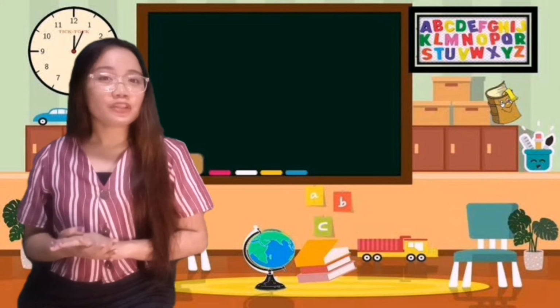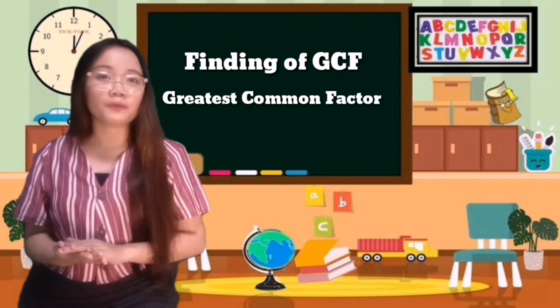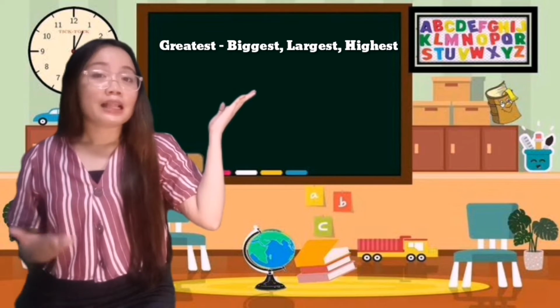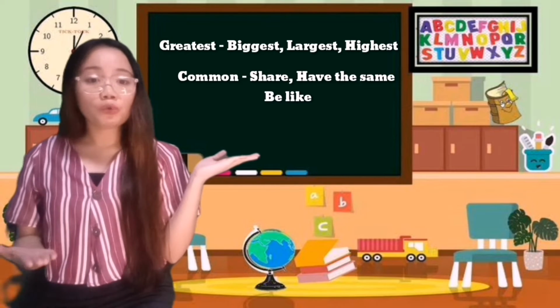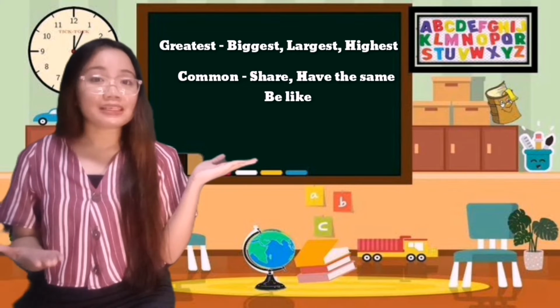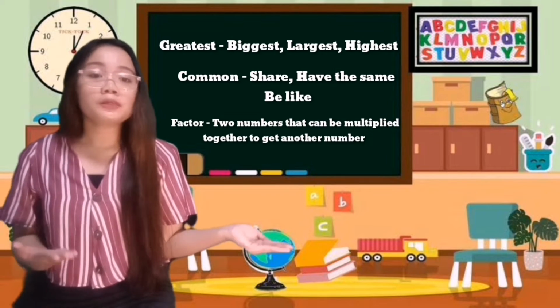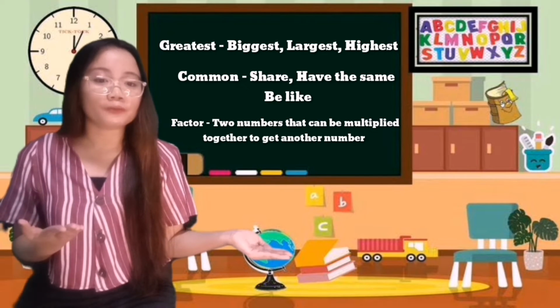Now, let us proceed to finding the GCF, or what we call the greatest common factor. G stands for greatest, which means the biggest, largest, and highest. C stands for common, which means to share, have the same, and be alike. And F stands for factor, which means the two numbers that can be multiplied together to get another number.